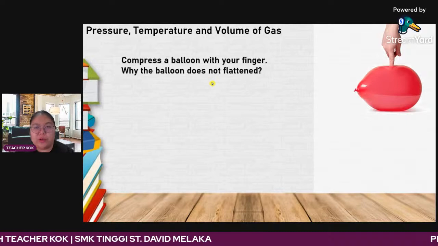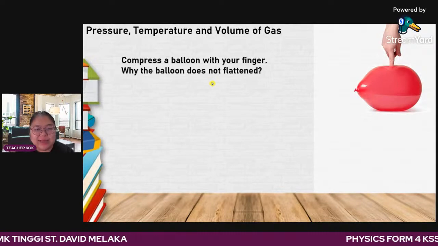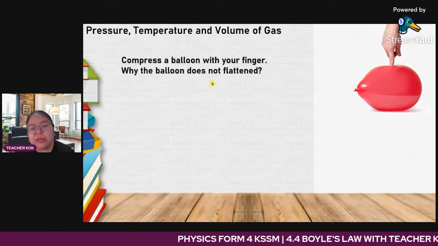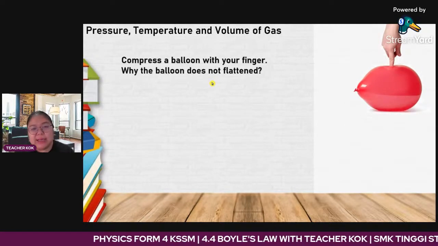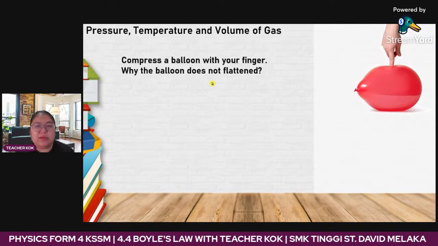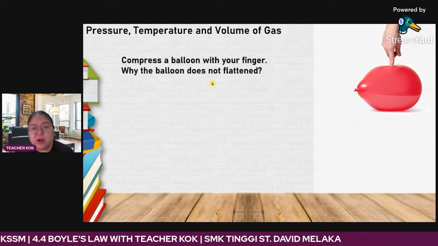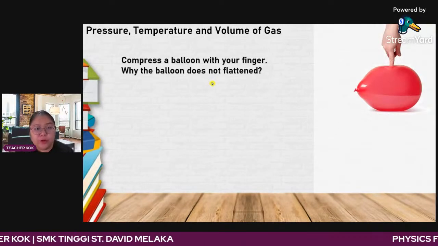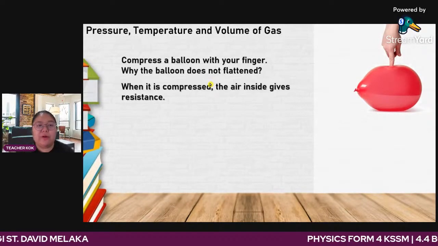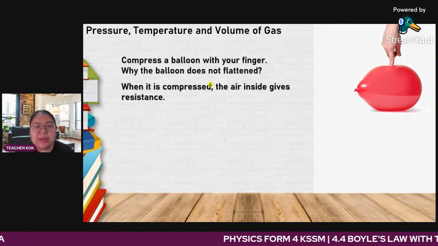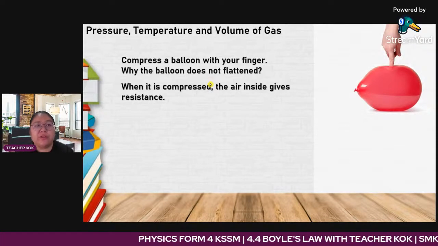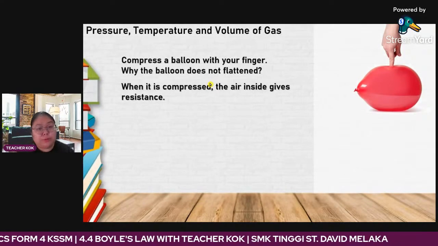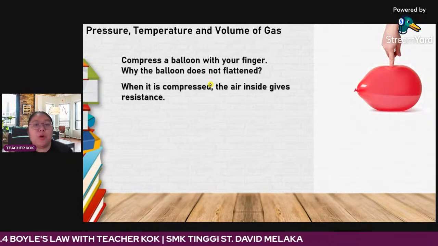So one of the questions is related to the gas inside the balloon. There is a gas, and it has volume. Number 2, when you press it, we apply pressure on the balloon. So we see what happens to the volume of the balloon. When you compress, the air inside will give resistance. Resistance means it wants to push back. You press it, it wants to push back. The air will push you outside.